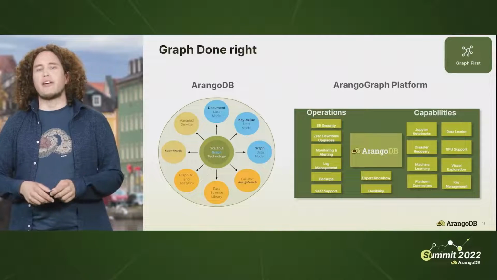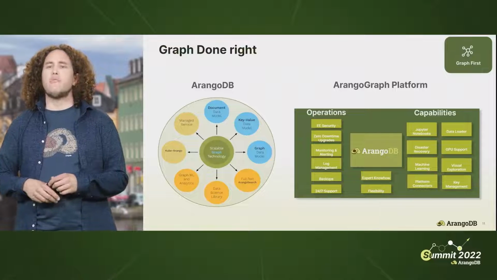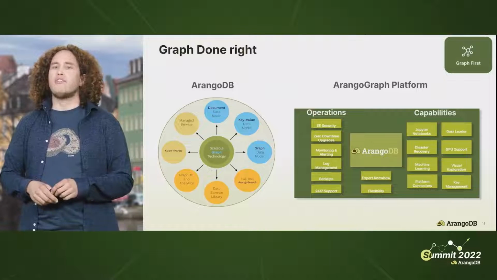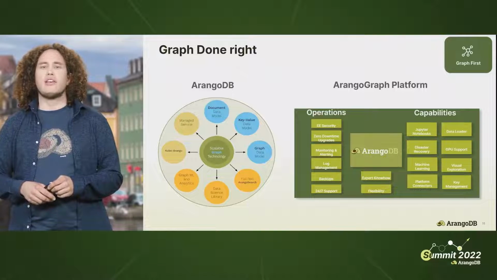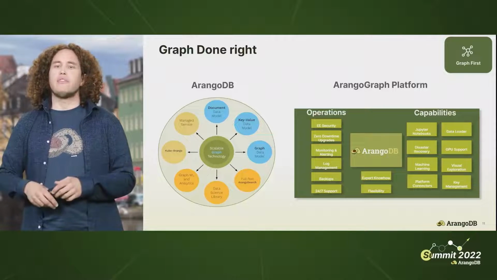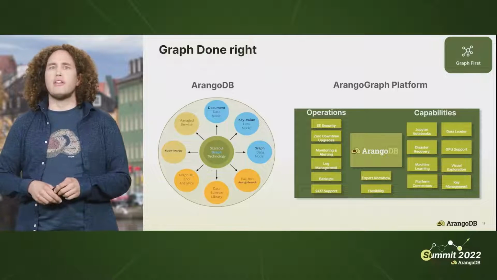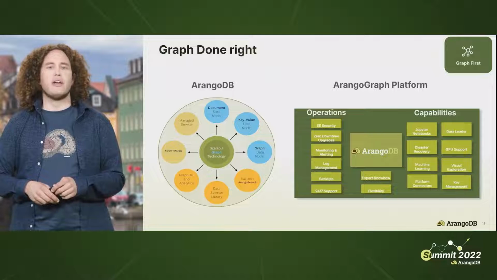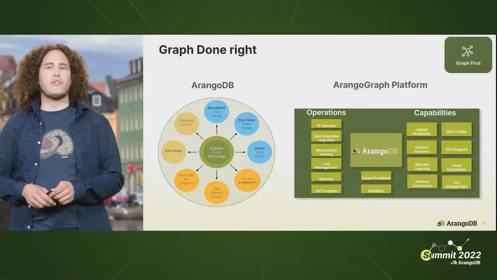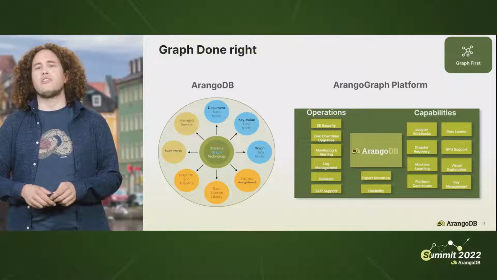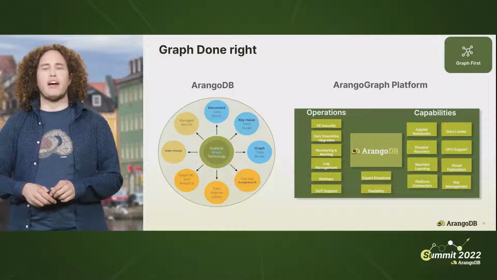This is one aspect of the core data functionalities inside the database. I think the bigger picture for Graph Done Right is actually viewing it as an overall platform, which extends ArangoDB itself by multiple dimensions. I think the first big dimension is taking care of the operational aspects. As we mentioned earlier, this is a distributed system with all its challenges in operating it. So that is being taken care of by the Arango Graph platform.